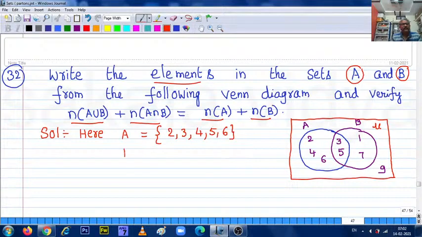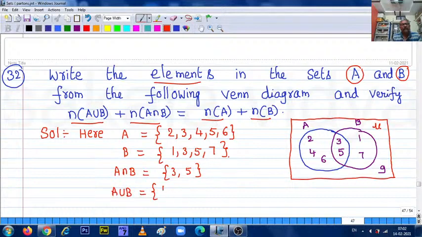Set B also write down. Set B is in the other color, that is 1, 3, 5, 7. So now with this we can write A intersection B, which is the combination of the blue color and this color, that will be 3, 5. And we can also write A union B. A union B is equal to 1, 2, 3, 4, 5, 6, 7. Now you need to verify this.